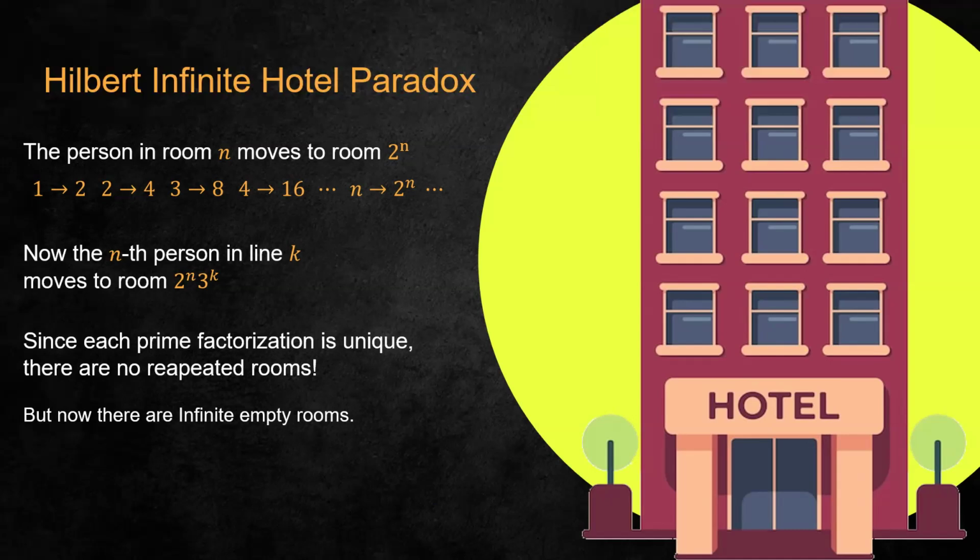And now, for the n-th person in line k, we're going to move them to the room 2 to the power n times 3 to the power k. Because the factorization is unique, no rooms will be repeated. But in this case, it turns out that now there's a lot of empty rooms. Actually, there are infinite empty rooms. For example, all the powers of 5, that is the next prime, are empty, and of 7, and so on.